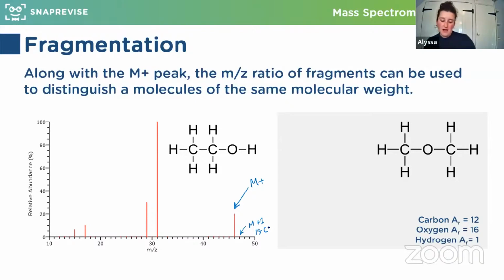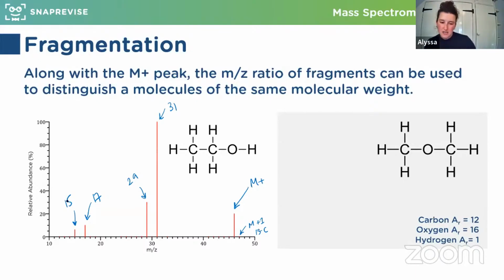And then we mentioned some fragments. Brilliant, thank you. So Marianne, I think it was, said that our peak at 15, where is that? 1, 2, 3, 4, 5, here we go. So we've got a peak at 15, a peak at 17, a peak at 29, and a peak at 31. What do these masses represent?